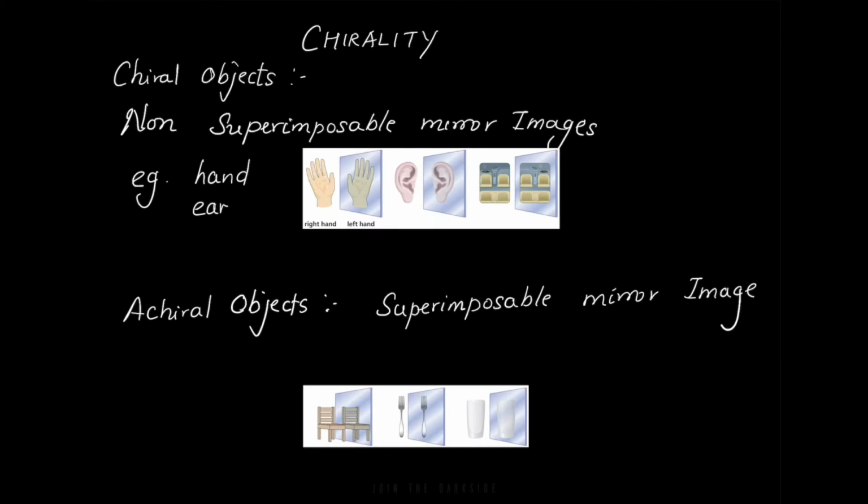Similarly, your right ear is not going to look exactly the same when you look at it in the mirror. Again, it's because of the handedness. So chiral objects are objects which produce non-superimposable mirror images, whereas achiral objects give superimposable mirror images. If you take a fork and put a mirror by the side of it, it's going to look exactly the same, meaning they are identical. So these are the main differences between chiral objects and achiral objects.